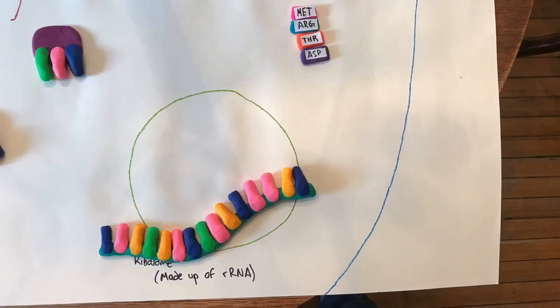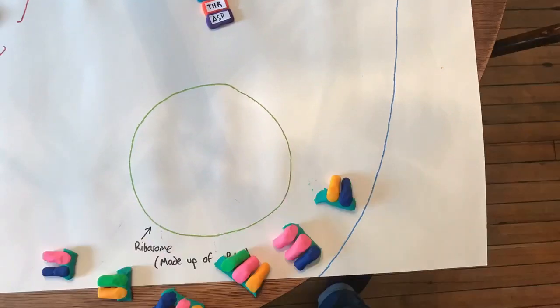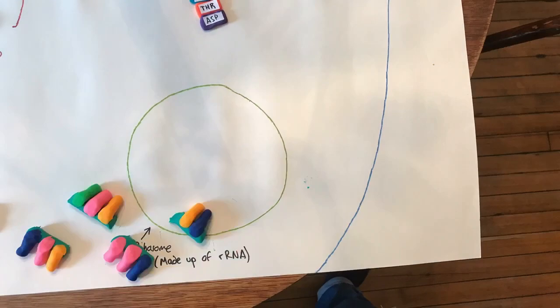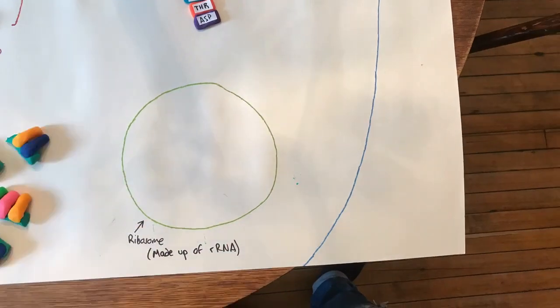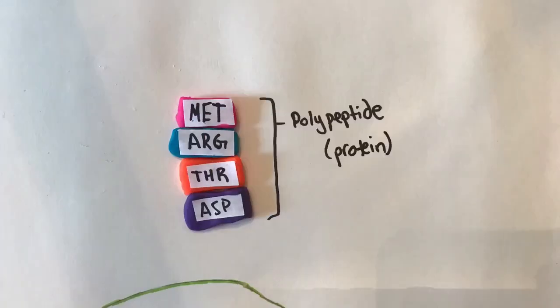At this point, the amino acid chain is complete, and so the mRNA is no longer being used, and so it is recycled back into the cell for its parts to be reused. The amino acids are bonded through peptide bonds. This forms a polypeptide, otherwise known as a protein.